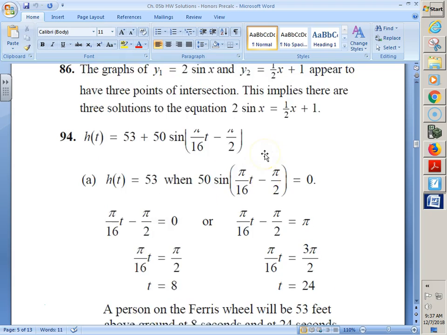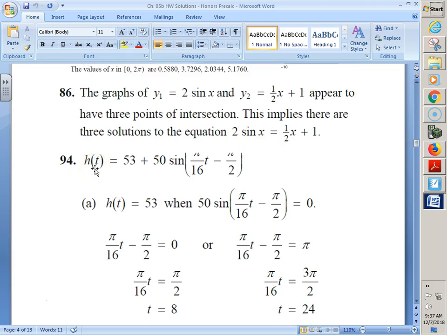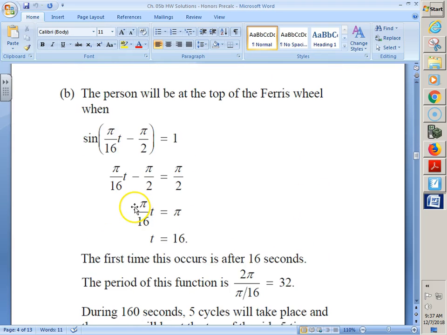The other way is they'll be at the top when their height is 103. Because you would have the full diameter and the extra 3 feet off the ground. So you could also set the height equal to 103. You get 16 seconds.